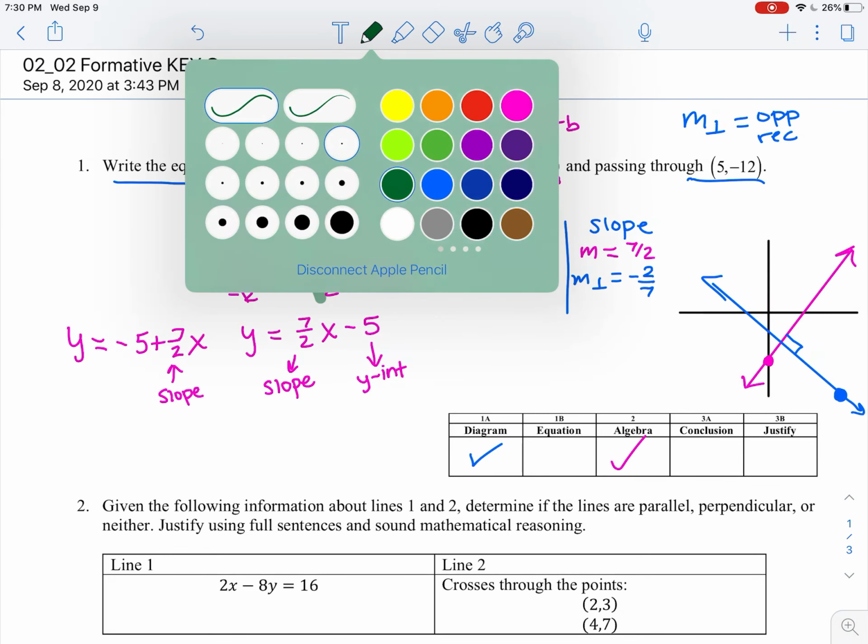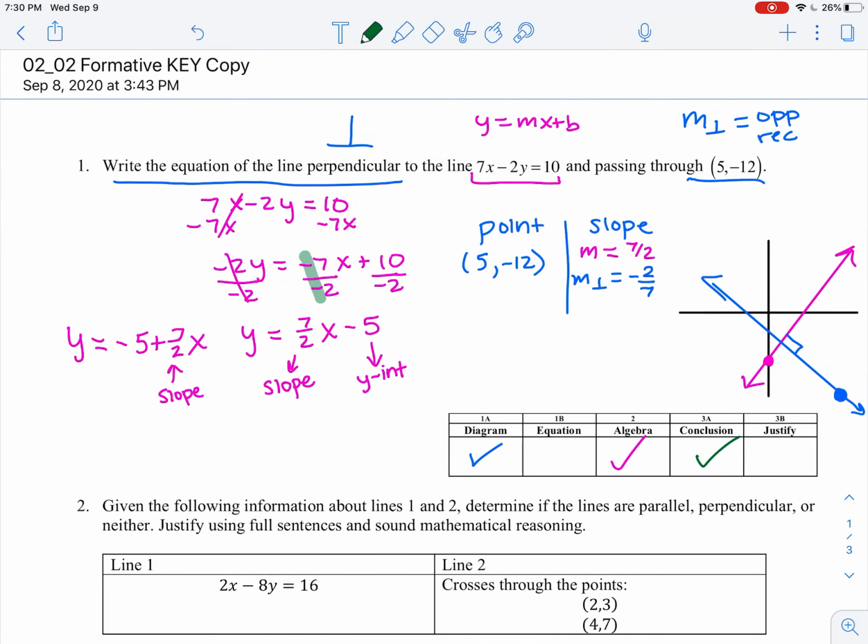Okay, so now the last step is to take this information. I made those conclusions, right? I've determined that the slope was -2/7, and now I need to put this into slope-intercept form.